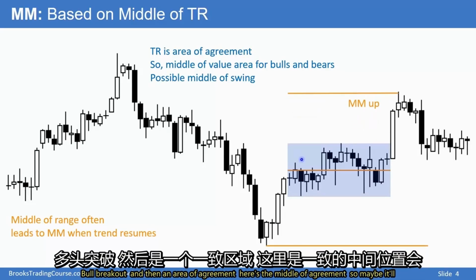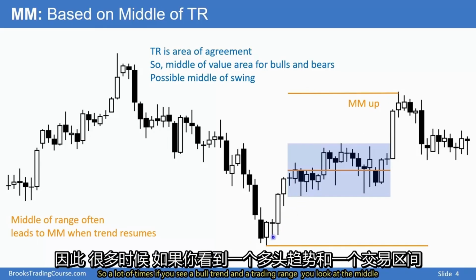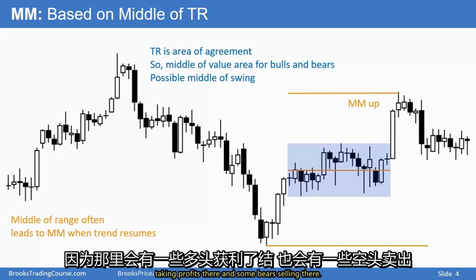Bull breakout, and then an area of agreement. Here's the middle of agreement. So maybe it'll go up as far as it was down before the trading range began. So a lot of times if you see a bull trend and a trading range, you look at the middle of the trading range and project up for a measured move, because there will be some bulls taking profits there and some bears selling there.